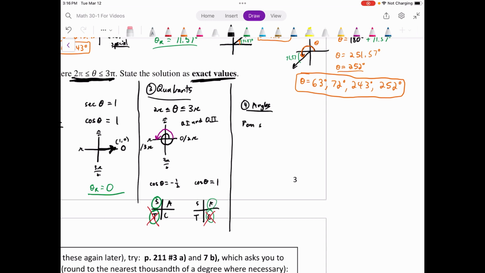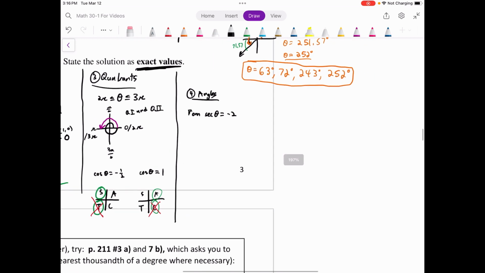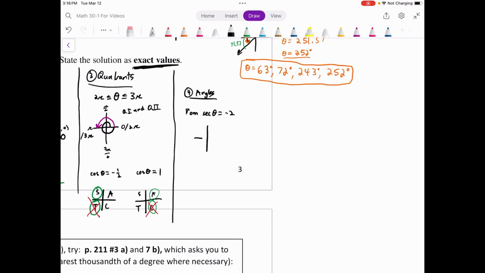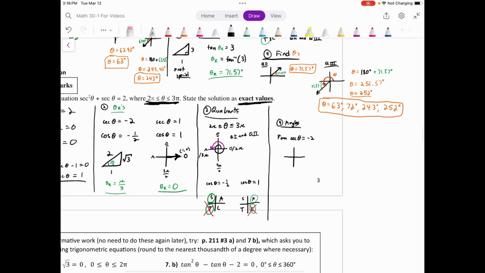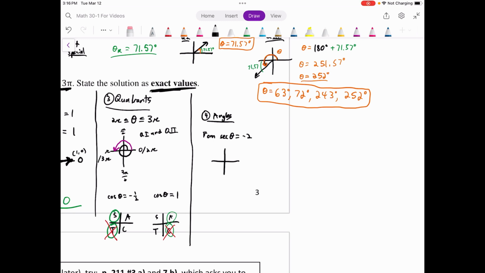So from secant theta equals negative 2, okay, what do we know about this equation? Remember, we learned that the reference angle needs to be pi over 3, and from this we learned that it needs to be in quadrant 1 or 2, and from CAST we know that it needs to be in quadrant 2. For cos to be negative and us to be between 2 pi and 3 pi, we need to be in quadrant 2. So we're looking for something that's in quadrant 2 with a reference angle of pi over 3.